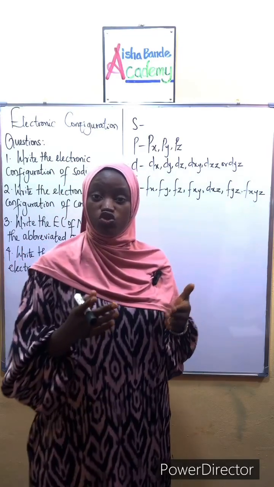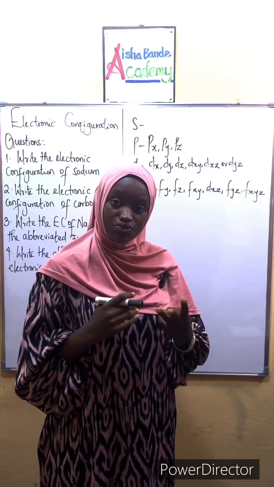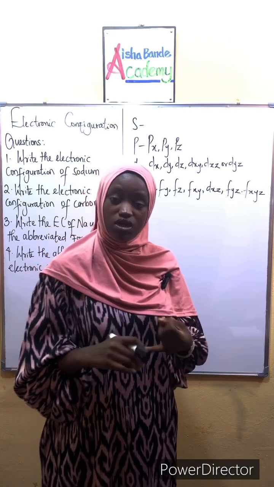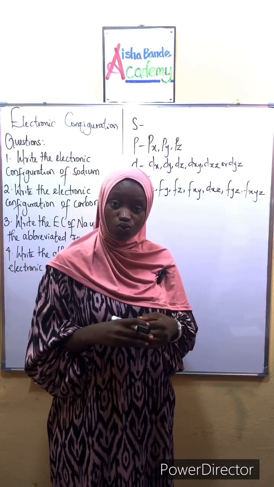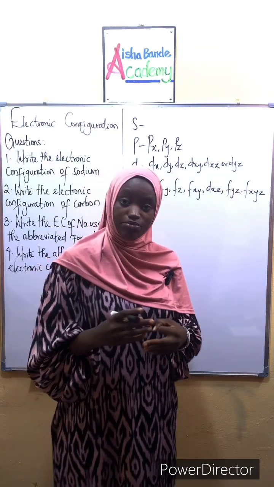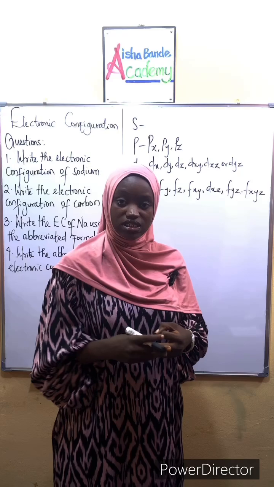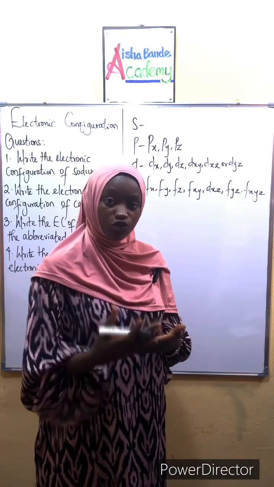So another thing we need to know is that electrons are arranged in suborbitals by three principles. The first principle is what we call the Aufbau principle. The second principle is the Pauli's exclusion principle, and the last one, Hund's rule. Another name for Hund's rule is the principle of maximum multiplicity. Let's write out the format of electronic configuration.